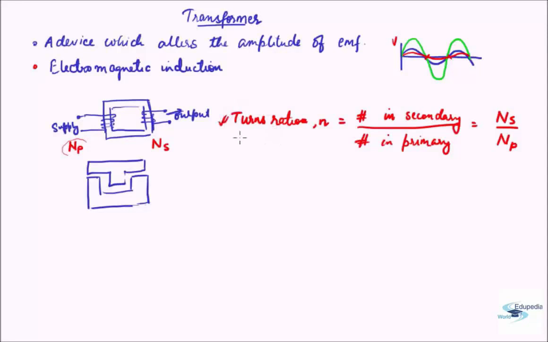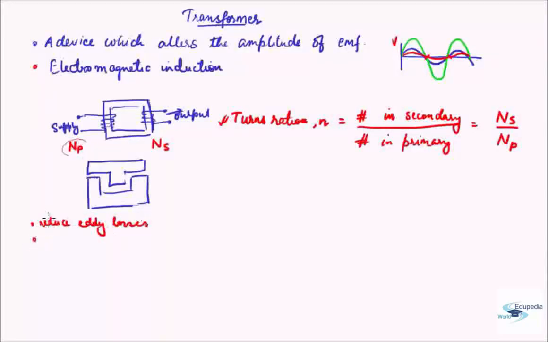Now we have seen the construction, we have seen turns ratio. There are some points to note about the construction. One thing is, why the laminated core? The laminated core basically reduces loss of energy due to eddy current. That's why lamination. Let me write it down. Reduce eddy losses.